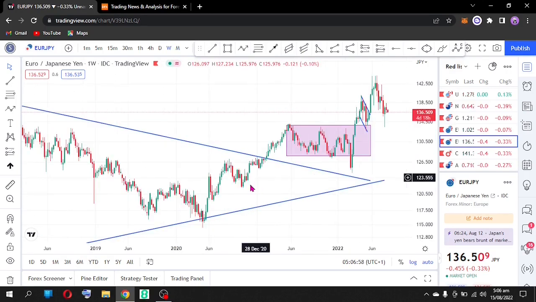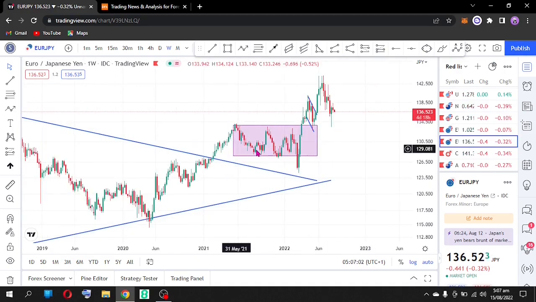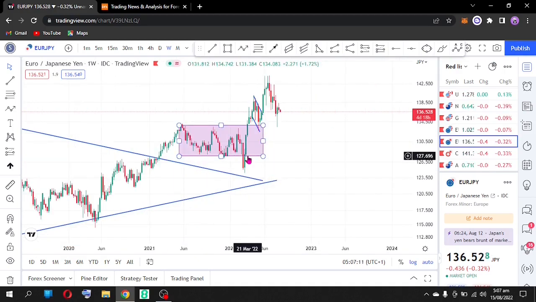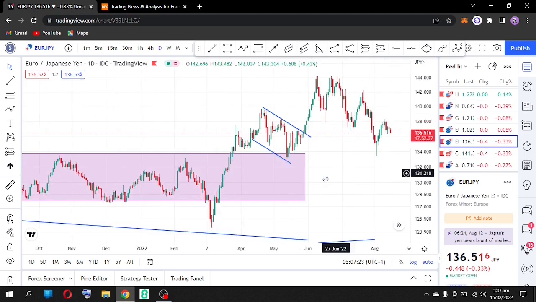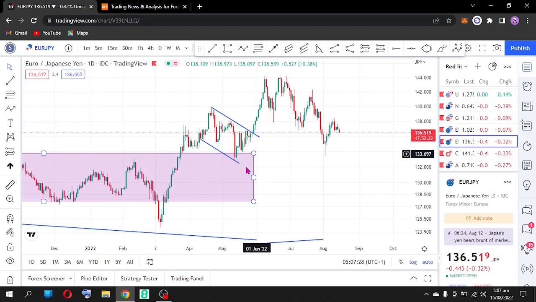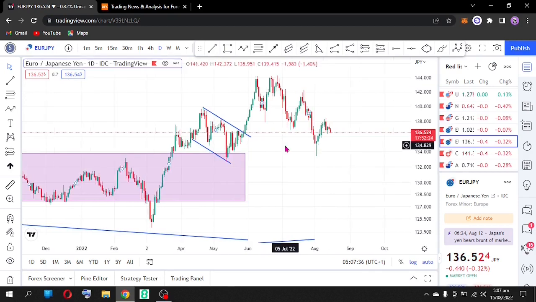It then formed a horizontal channel. See, here is the first breakout of this support level, and then it pushed back up and then broke this resistance. And back on the daily time frame, you can see it actually came back for a retest, forming a bullish flag pattern, and then it broke up back, and then it broke the resistance again, and then it continued going up, and now we have price pushing downwards.